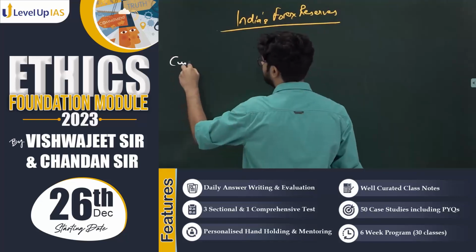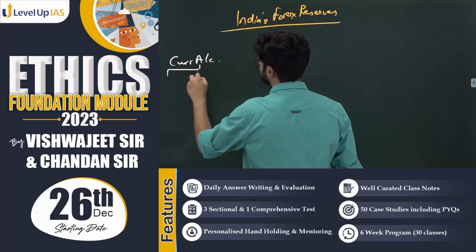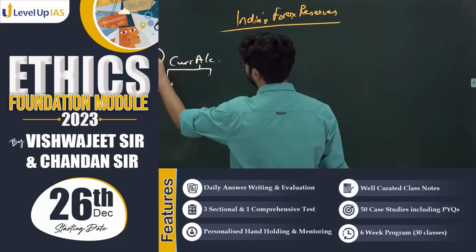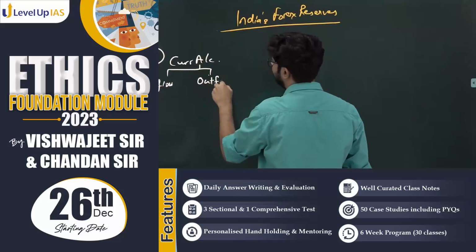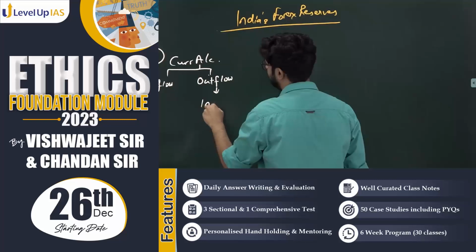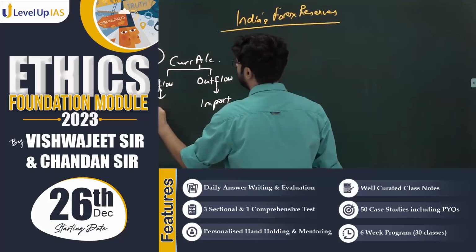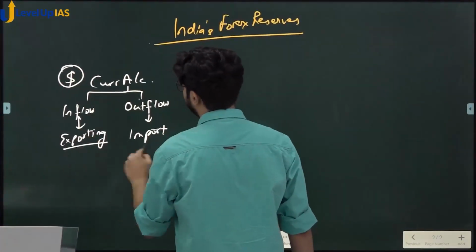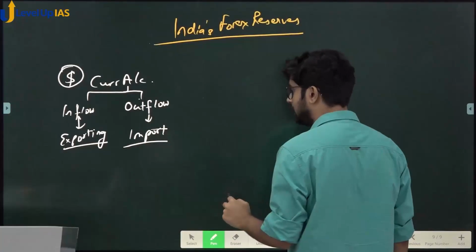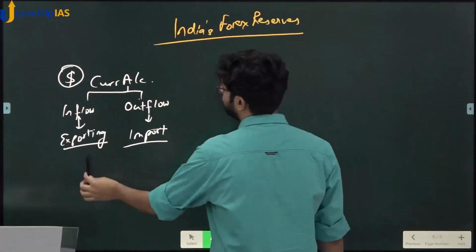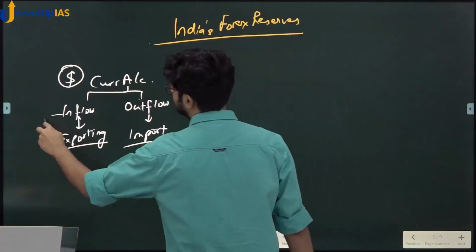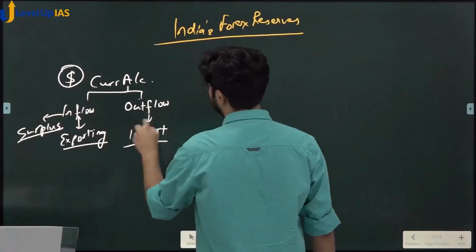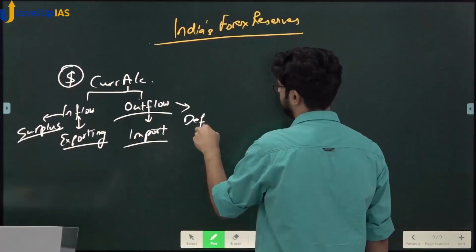We have the current account where we have inflow. Now speak in dollar terms. Only dollars, we're talking about dollars. We have outflow. When will outflow of dollars happen? When we are importing. When will inflow of dollars happen? When we are exporting. Simple. Please pay attention here. Very important concept I'm going to teach you now. Okay? Now, as long as inflow is more than outflow, what do we call it? If inflow is more, we call it surplus in the current account. If outflow is more, we call it deficit.